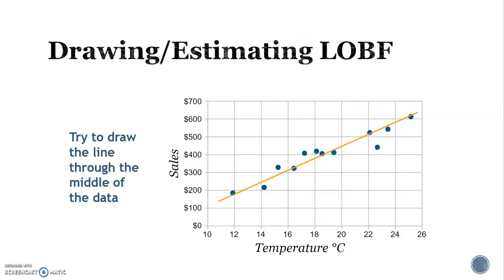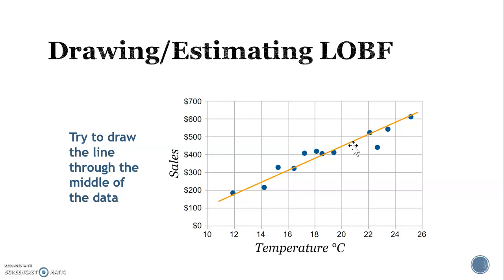Now that you've tried to draw one, I'm going to show you what I've drawn here. So what I tried to do was fit it in the middle of the data and have about an equal amount above and an equal amount below. And remember when I said, hey, at 21 degrees, it's probably going to be about 450. My line is slightly above that, maybe closer to 475, but yours might be a little bit below. You accept a range of data whenever you are using a line of best fit to estimate.